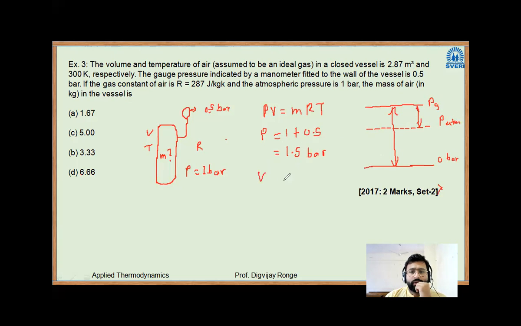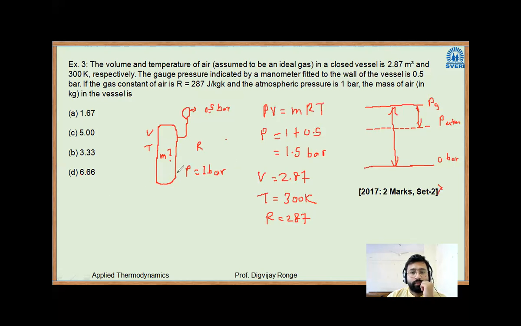Volume is how much? 2.87. Temperature is how much? 300 Kelvin. Always convert the temperature into Kelvin. R is given, 287. What else do we need? Okay, I think this is sufficient.